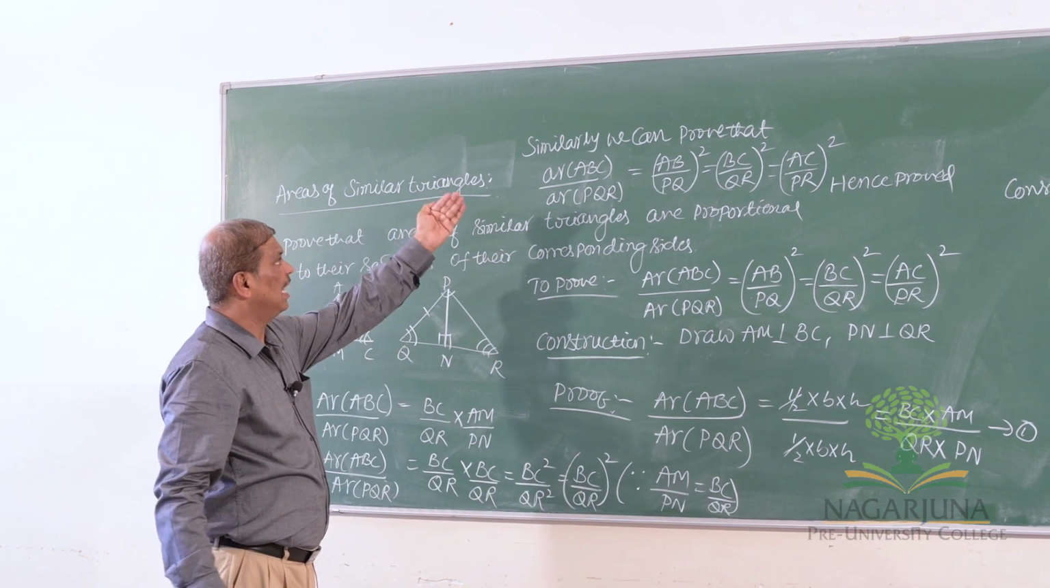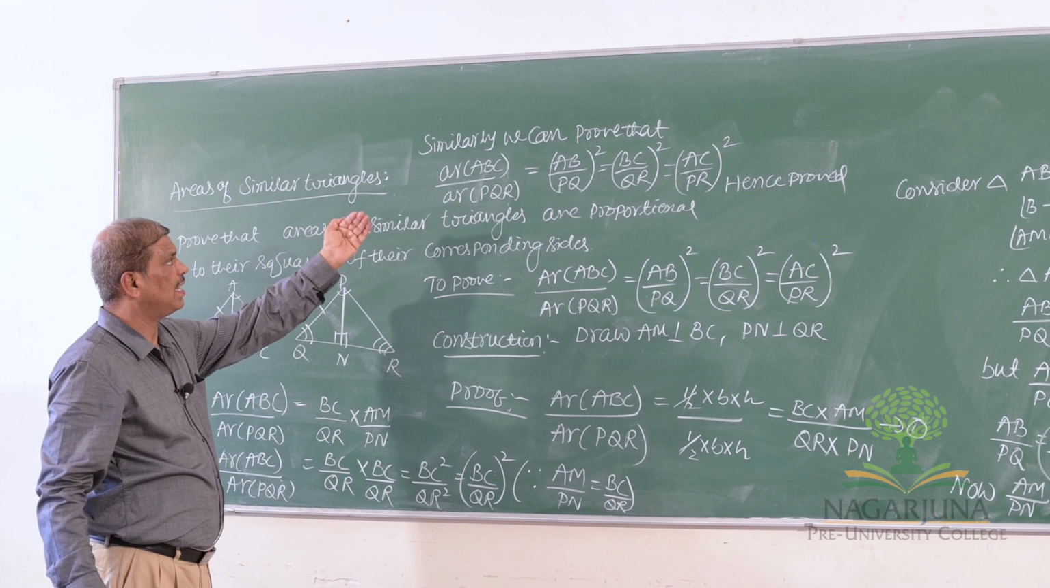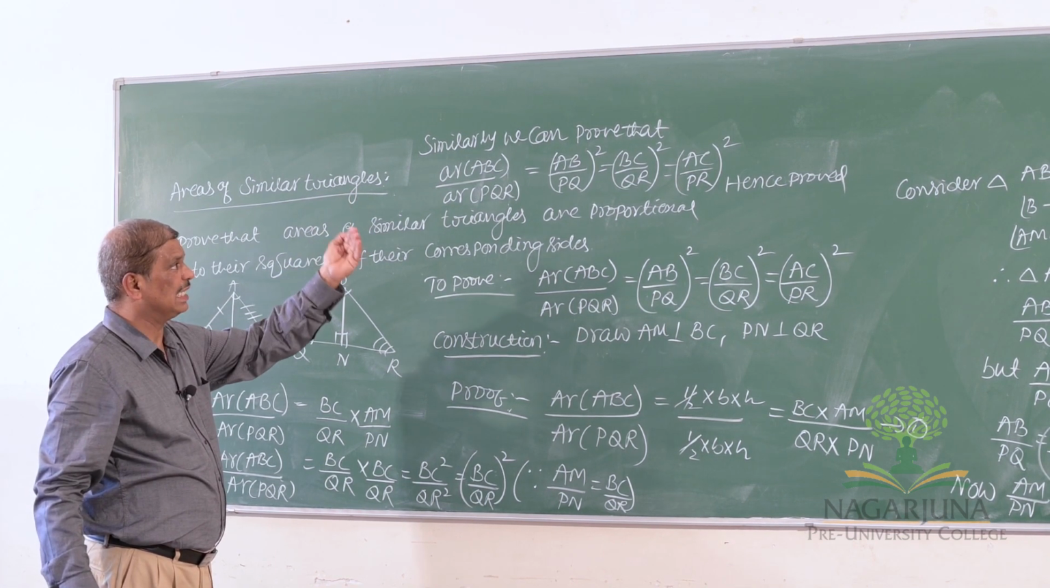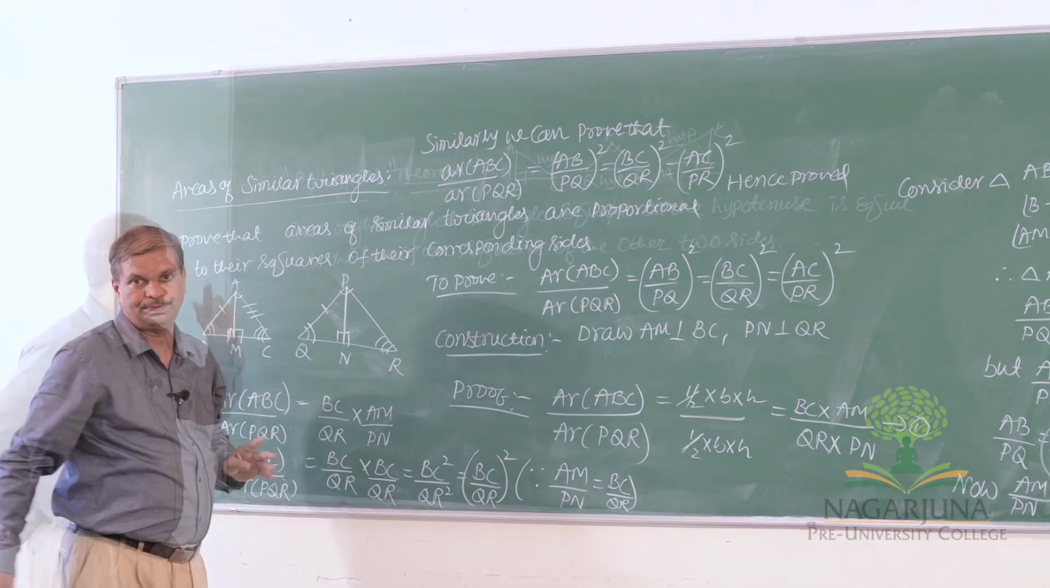Similarly, we can prove that area of triangle ABC by area of triangle PQR, AB by PQ whole squared, BC by QR whole squared, AC by PR whole squared, hence proved.